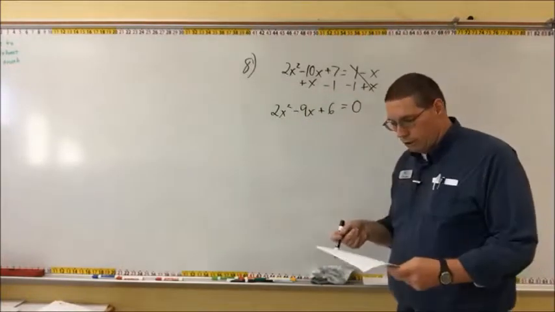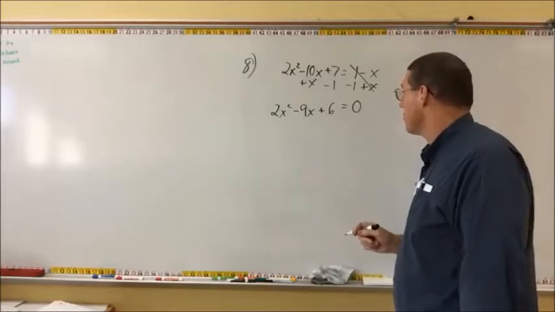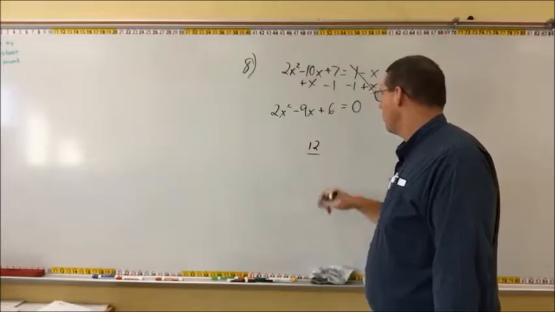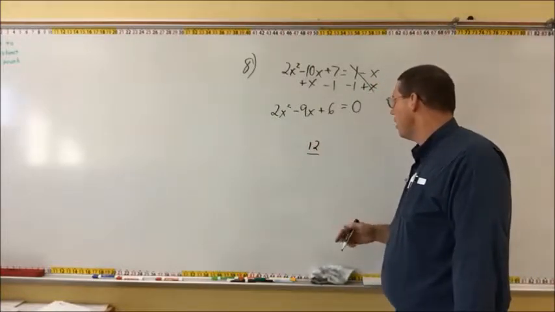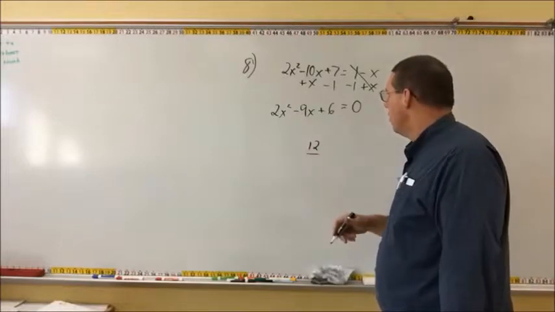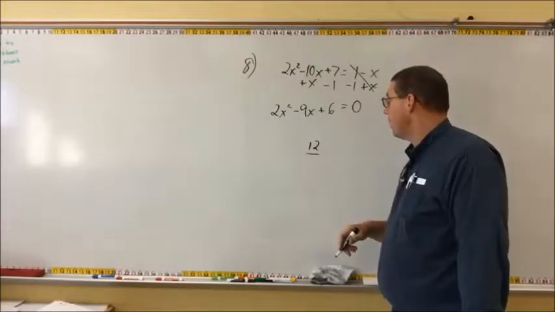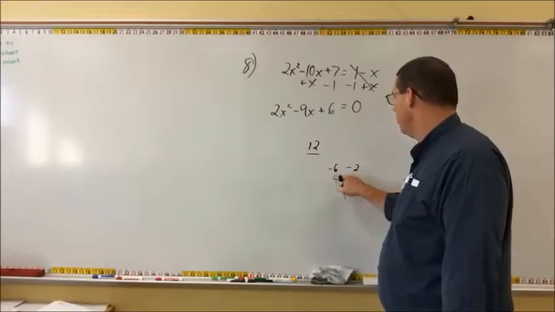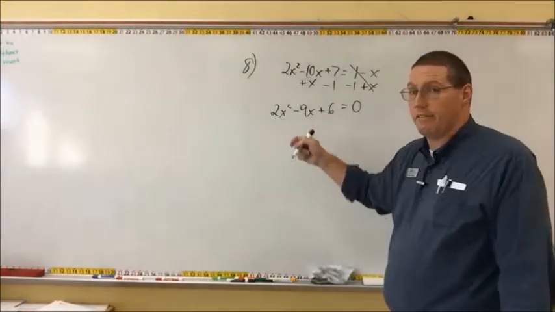Now here I could try maybe product sum grouping. 2 times 6 is 12. Are there two numbers that multiply to 12 but add up to negative 9? Well, in order for that to happen, it would have to be two negative numbers. Well, I've got negative 6 and negative 2. They multiply to 12, but they add up to negative 8.